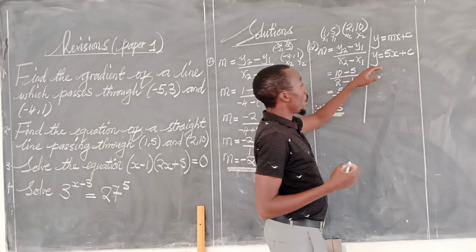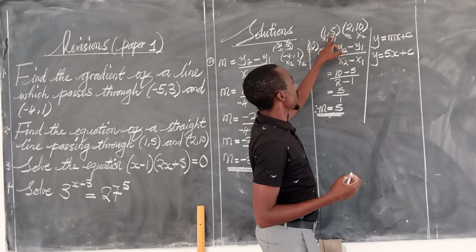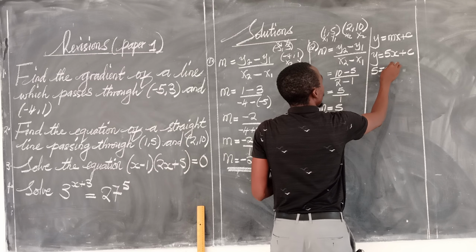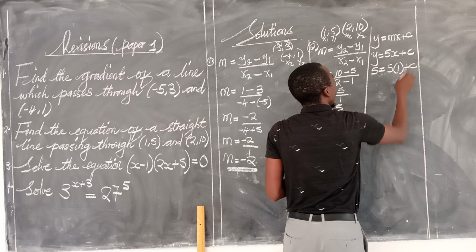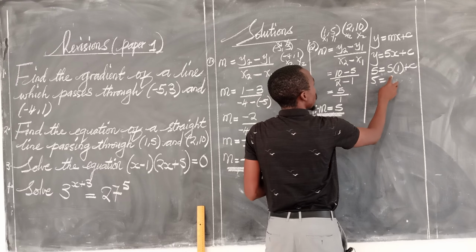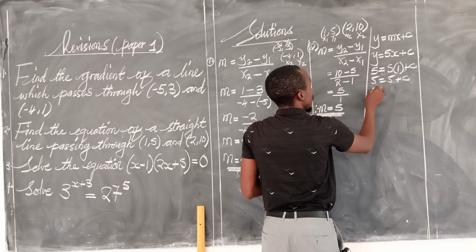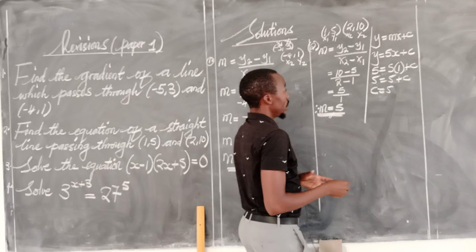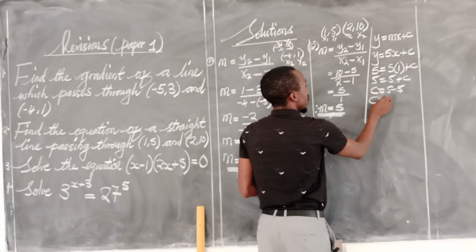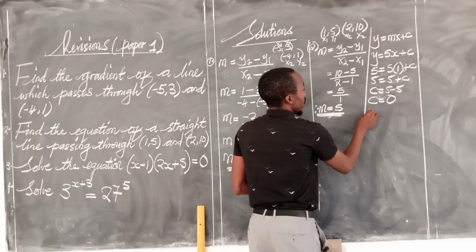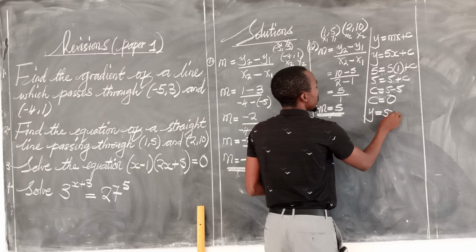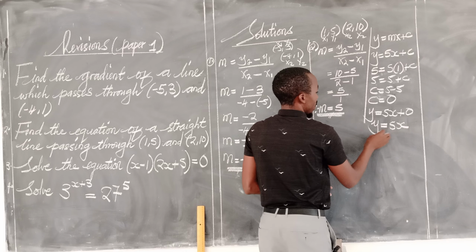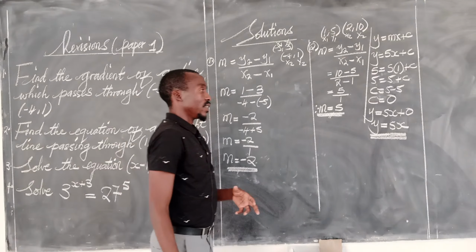So where there is y, you replace it with 5. Where there is x, we replace with 1. Okay, so we're going to say 5 is equal to 5, where there is x, you put 1, and then plus c. So this will be 5 is equal to 5 times 1, it is 5 plus c. Therefore, our c will be equal to 5. When this 5 crosses the equal sign, it becomes a negative. So we say minus 5. The c is equal to 0. When we replace in our formula, we find y is equal to 5x plus 0, which is the same as y is equal to 5x. That is our answer there.